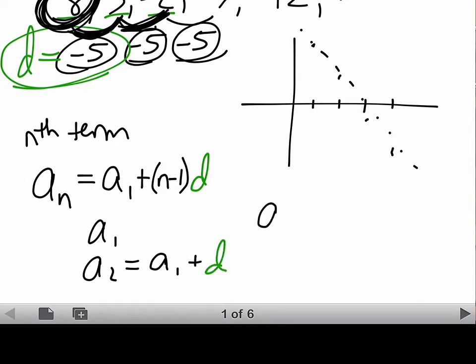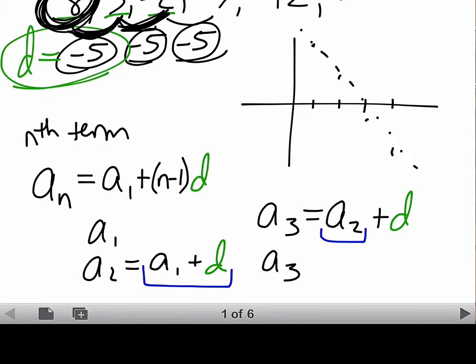The third term, a sub 3, would be the second term, a sub 2, plus the common difference. It's always the common difference. That's why they call it a common difference. Note that a sub 2 is a sub 1 plus d already, right? So a sub 3 would be a sub 1 plus d, that's our a sub 2, plus d, the common difference. That is 2 d's.